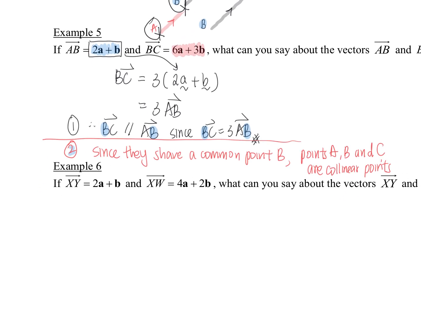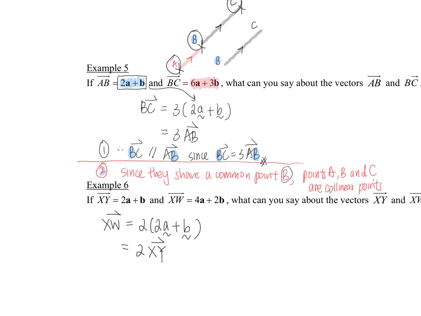Okay, next one. XW. If you observe carefully, I can take out the common factor 2. So actually it's 2 times of XY. Why are they collinear? Because they share a common point B, they must overlap. They must be actually the same line. The B must converge with the other B. They cannot be 2 separate lines in space.